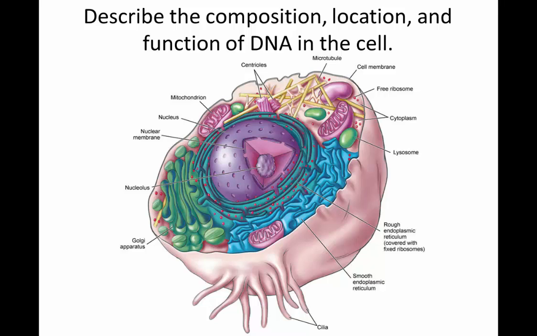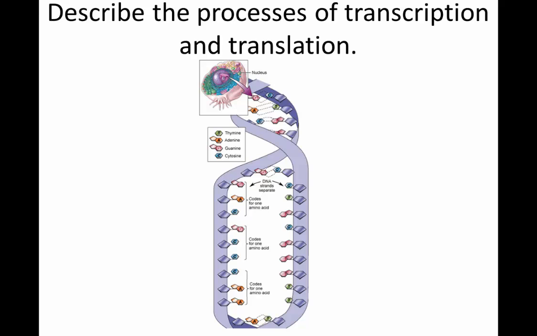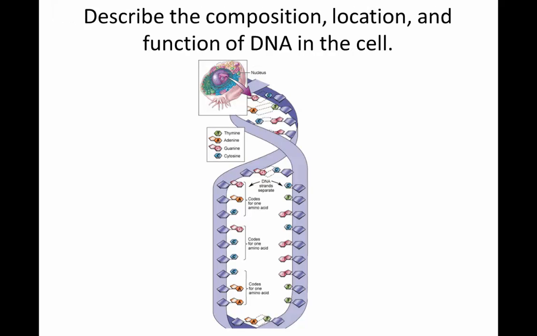So another important part of the cell that we need to know about is the DNA. And so let's look at the composition, location, and function of DNA within the cell. DNA is found within the nucleus of the cell. We've looked at it a little bit already in terms of the bases and the sugar phosphate backbone that make up the DNA. So it's important to remember that content that we've already discussed. But we also need to look at the function of DNA within the cell.